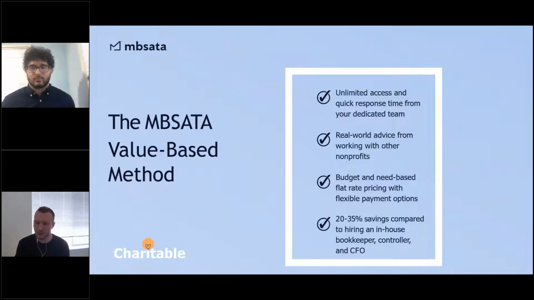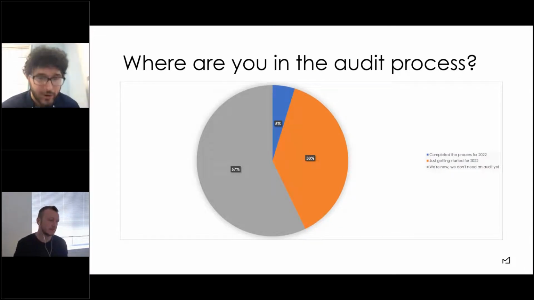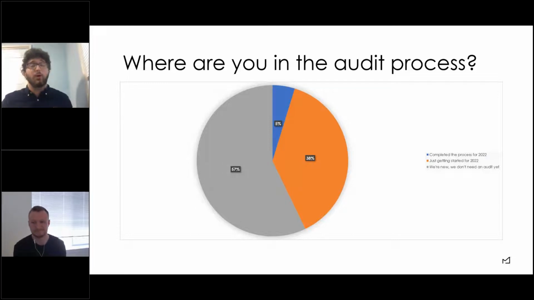Now, Justin, before when people were asked to sign up for this webinar, I believe we asked them about where they're at in their current audit for 2022, and we have some results. We do, Michael. Let's check it out. So where are you in the audit process? As you can see, an overwhelming majority of 57% say we're new, we don't need an audit yet. And then coming in second, it's 38%, just getting started for 2022. And then over there at the slim blue, completed the process for 2022. However, that does not mean that there is one stage more important than the other.